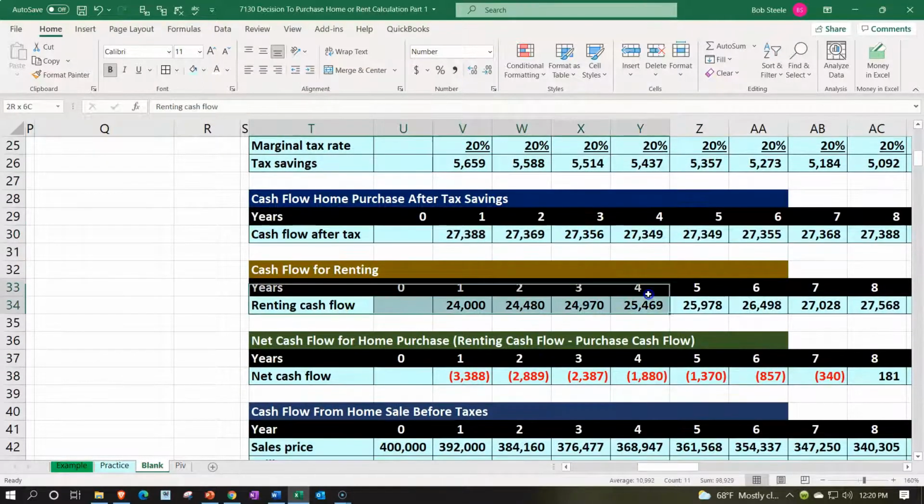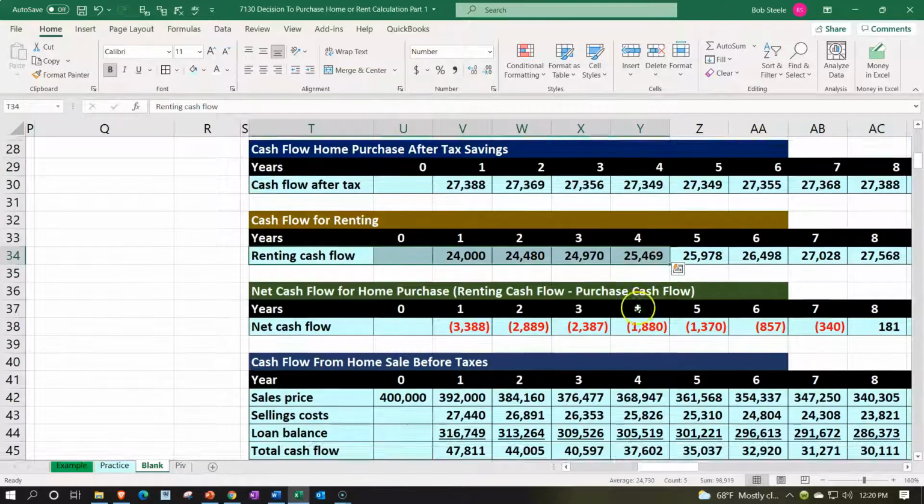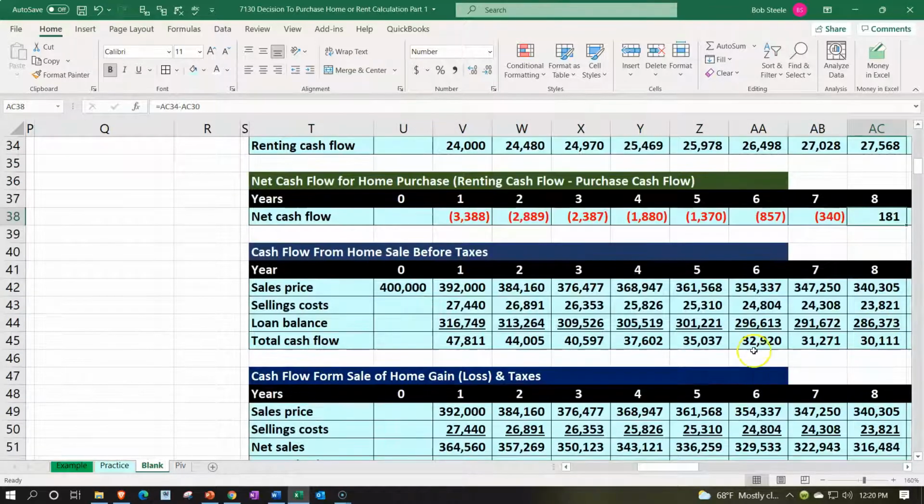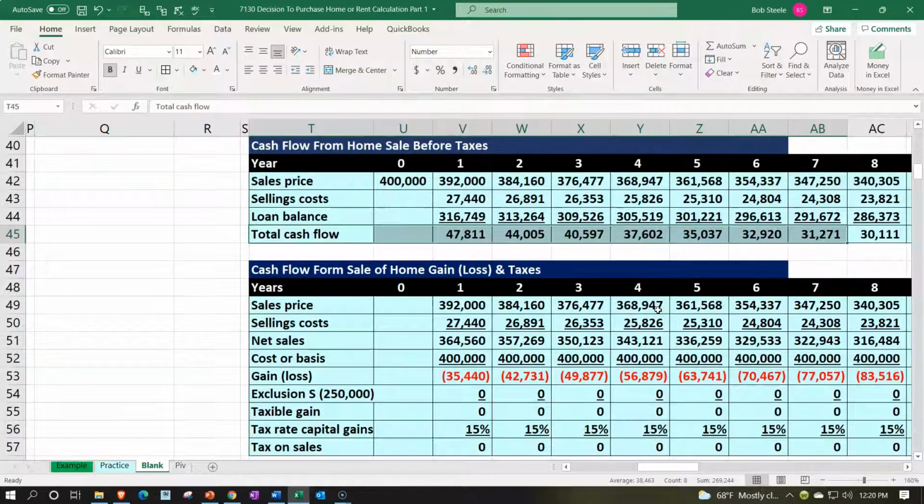The renting remained the same. We didn't change any assumptions there. So now we've got our net cash flow. We still have a net cash flow outflow until year 8, as opposed to year 12, which it was before. We got the cash flow from the sale of the home. So we still have the sale process taking place, but we're not getting the same return we were hoping for.